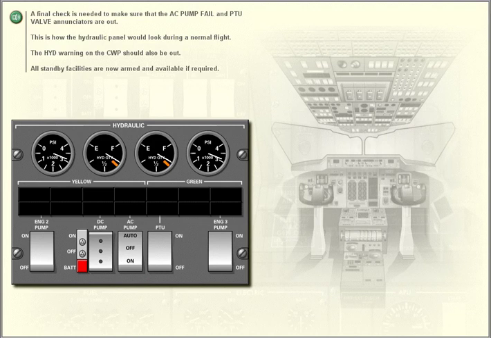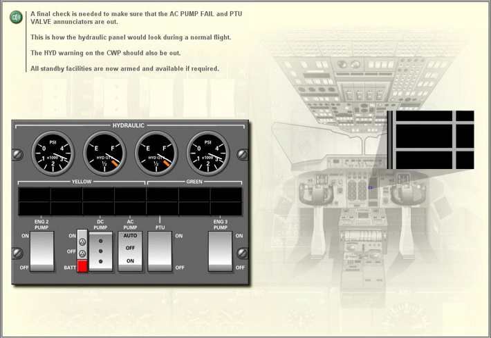This is how the hydraulic panel would look during a normal flight. The hydraulic warning on the master warning panel should also be out. All standby facilities are now armed and available if required.